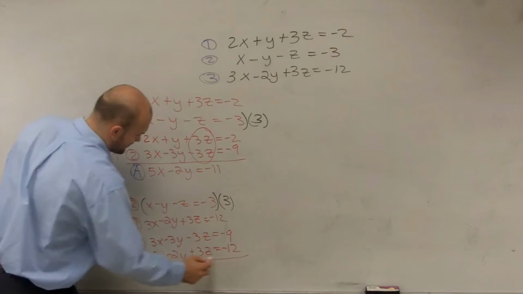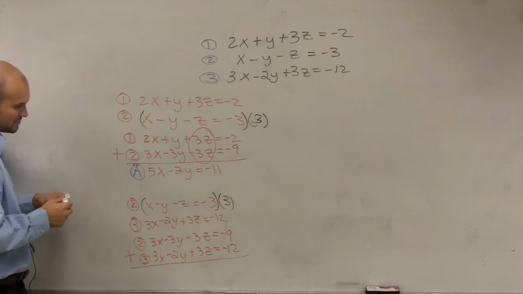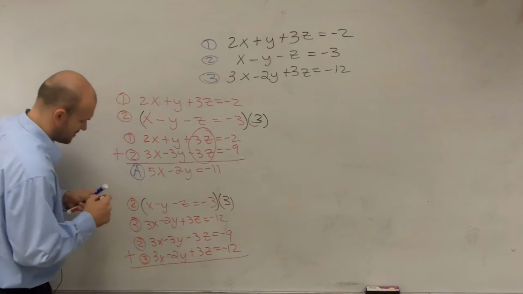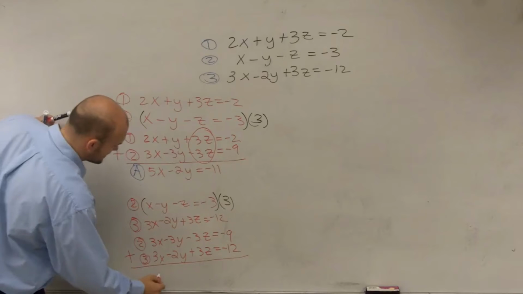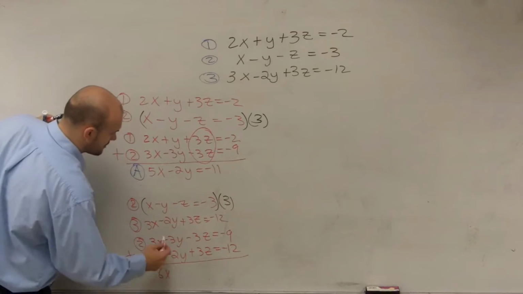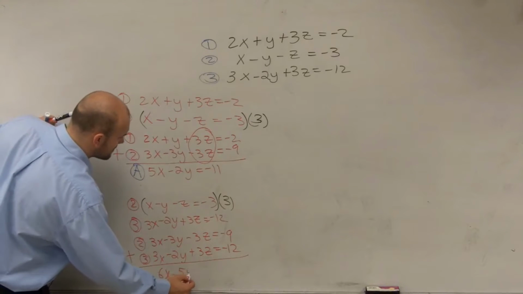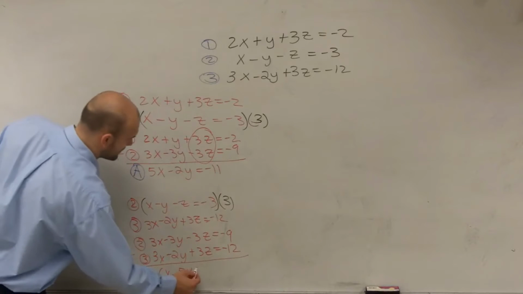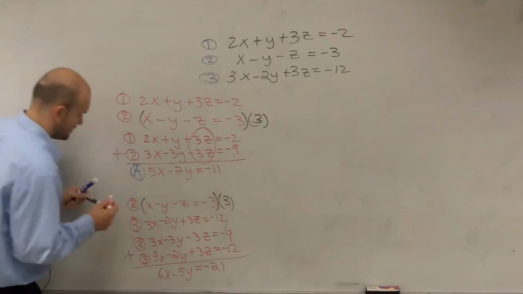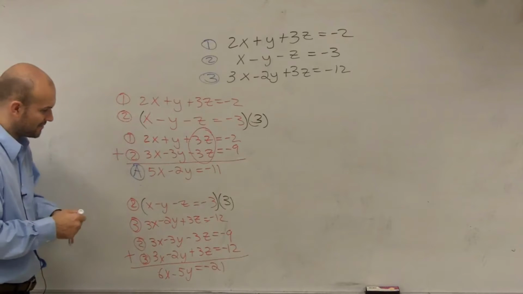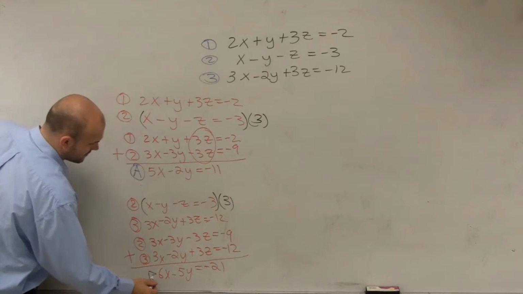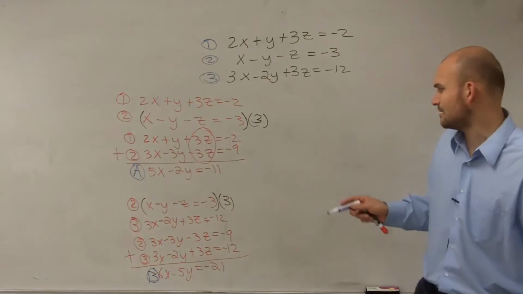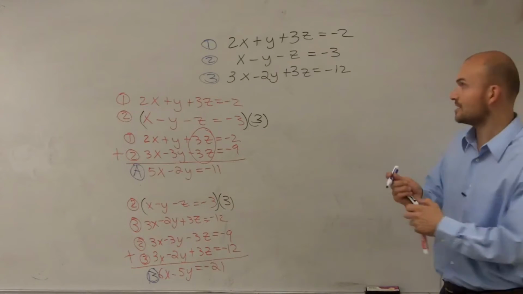And now, when I add up those two equations, I get 3x plus 3x is, let me put it in red again, 6x. This becomes negative 5y. This becomes 0, and that becomes negative 21. And since now I created another equation with two variables, I'm going to call that equation B. Does everybody follow me? Can everybody see that kind of down there? I'll rewrite them back up here.